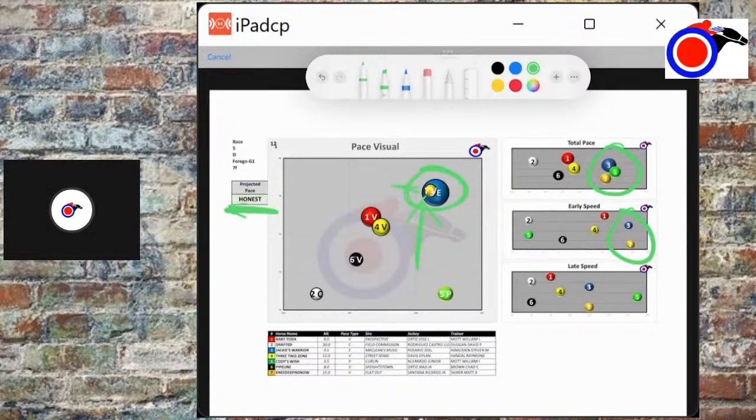What happened here in this race? Well, Jackie's Warrior got pushed a little bit on the front end, and the 5, which was Cody's Wish, ended up winning the race. So the best of the late speed was the best of the total pace. Again, it's 3 to 4 to 1 that horse was.